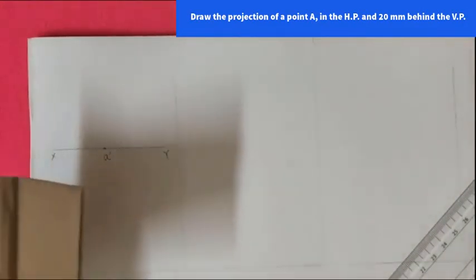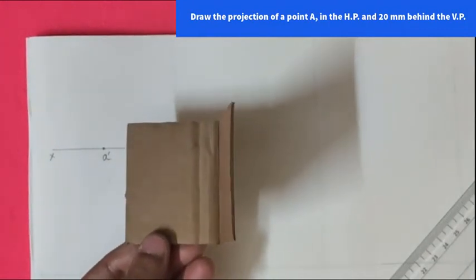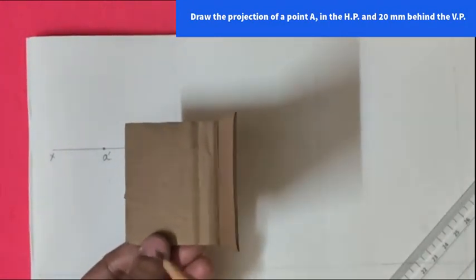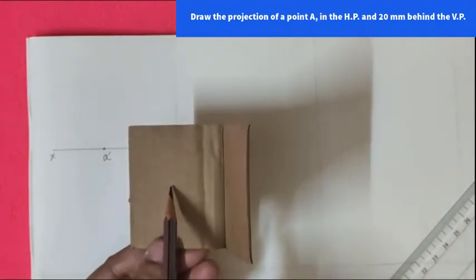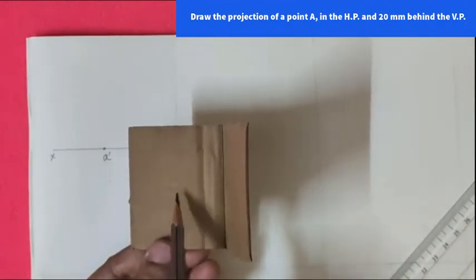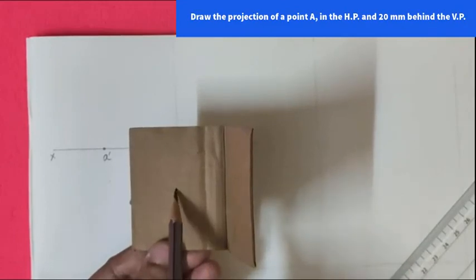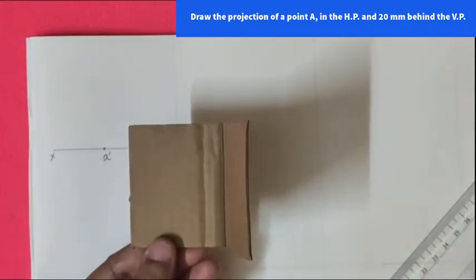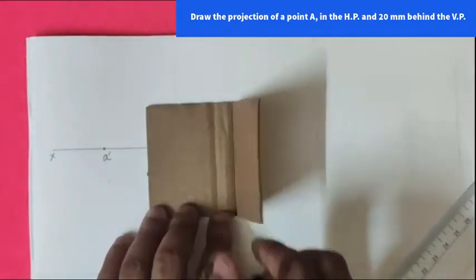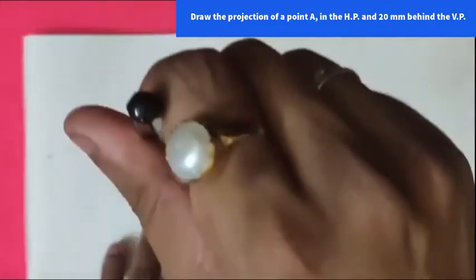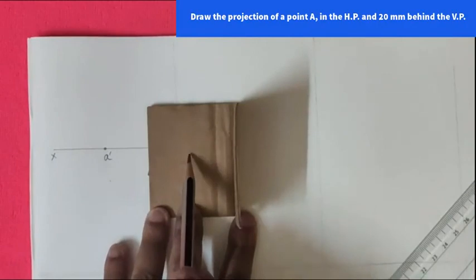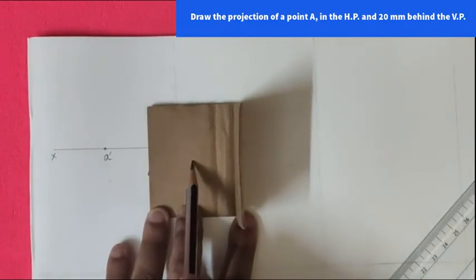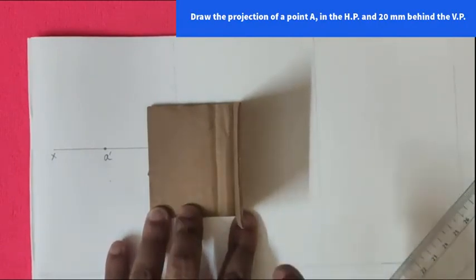Next, the front view is done. Now we draw the top view. For the top view, it is given that the point is 20 mm behind the VP. That means the point is here, and this distance is given to be 20 mm. So when we see from the top, we will see the object here.